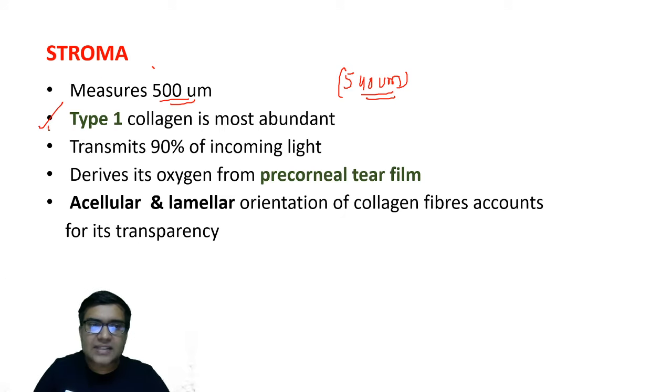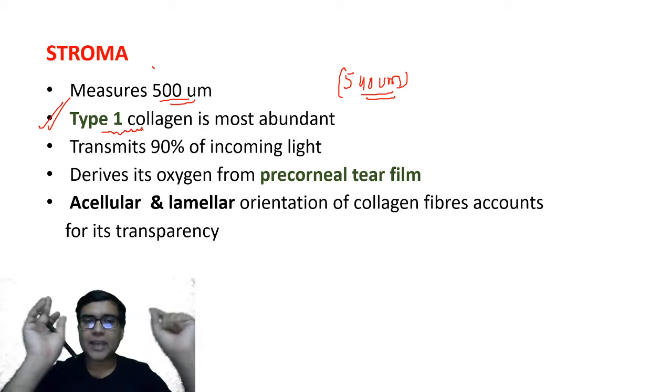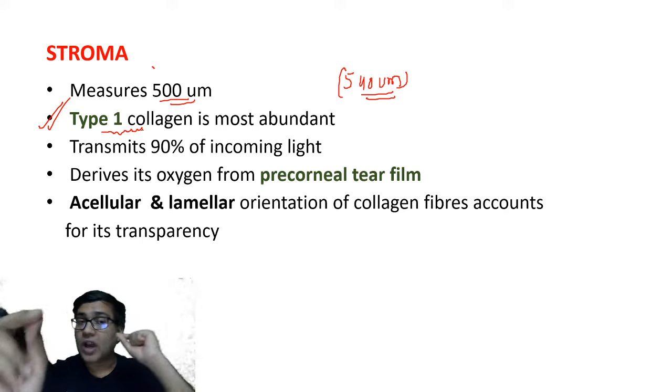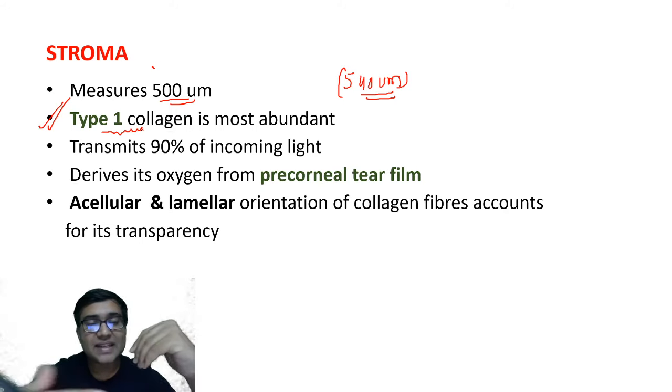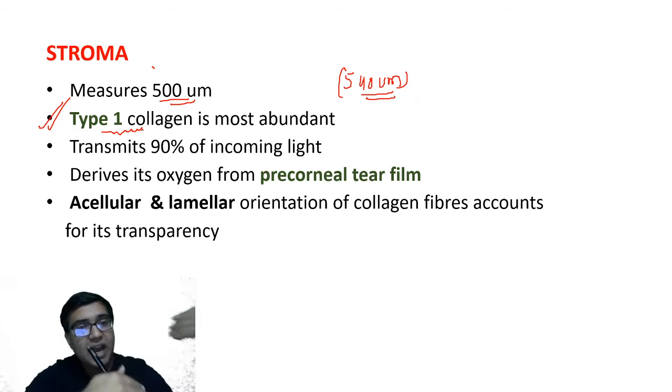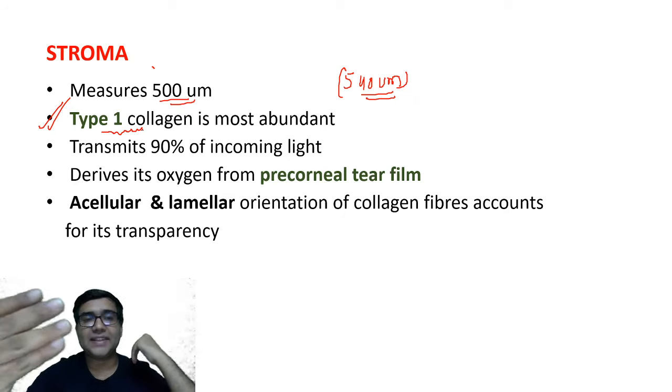One question asked a few years back in JIPMER is that type 1 collagen is the most abundant type of collagen in the stroma. So I would give you a list of which type of collagen is present in which layer of the eye and how abundant it is.